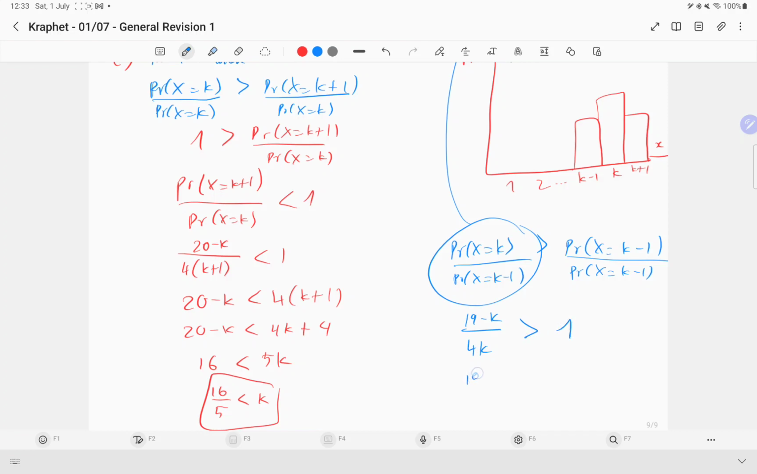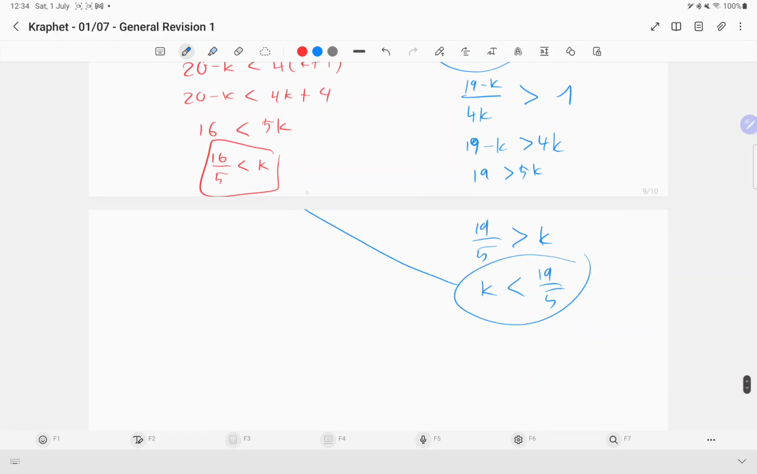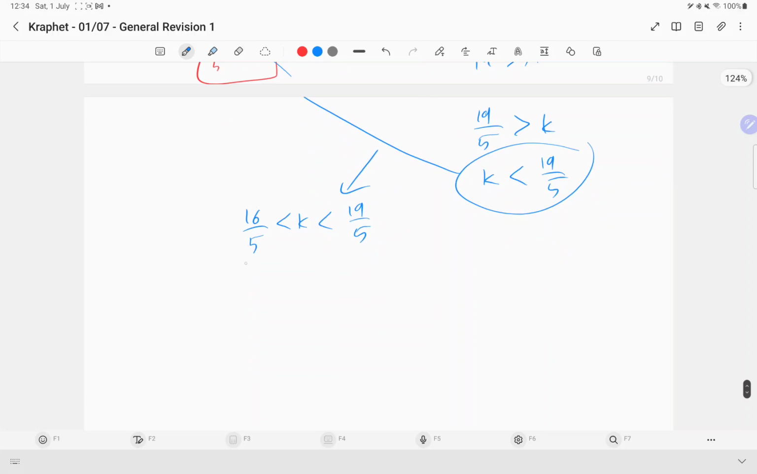Multiply the K to the other side. 19 minus K is more than 4K. So 19 is more than 5K, so 19 over 5 must be more than K. Flip that around: K is less than 19 over 5. Combine this with that, and you get 16 over 5 less than K less than 19 over 5. Now what are these numbers as decimals? Multiplying by 2, that is 3.2 less than K less than 3.8.